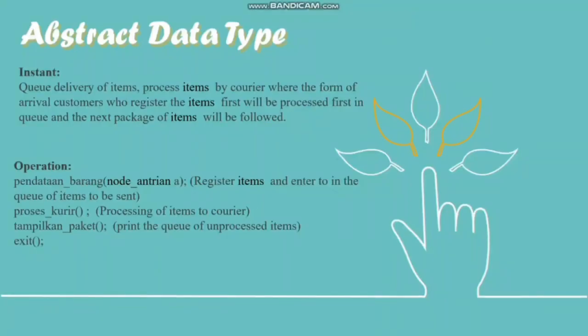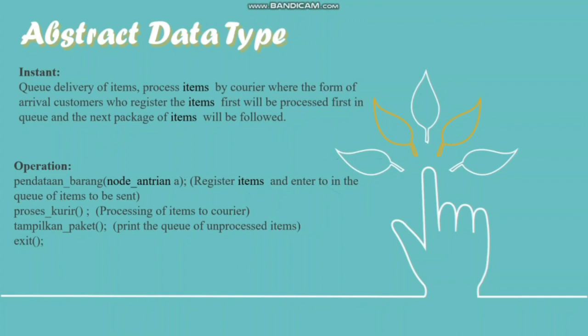Abstract data type. Instance: queue delivery of item. Process items by courier, where the customer who arrives and registers the item first will be processed first in the queue and the next batch of items will follow.